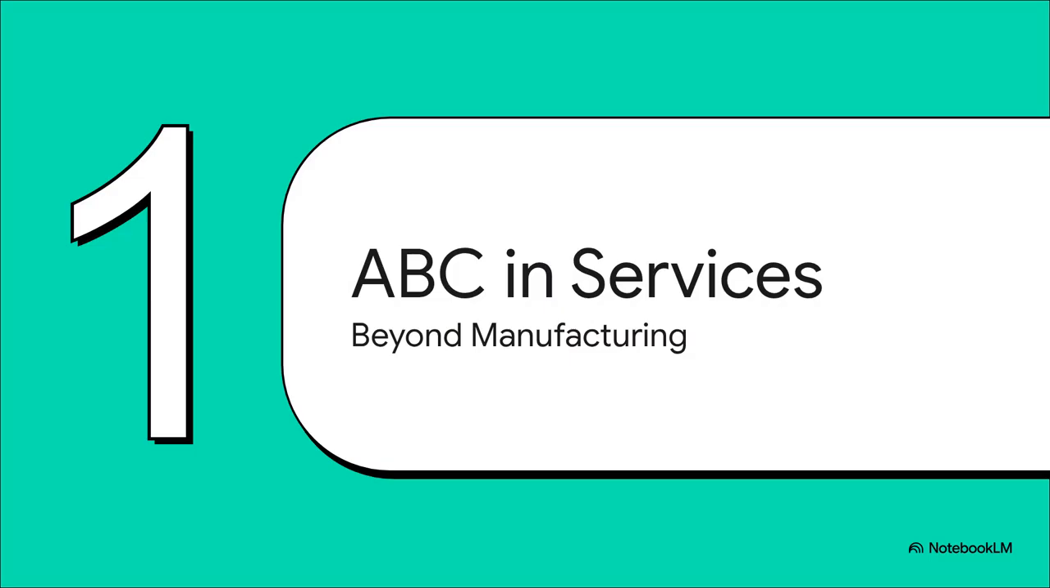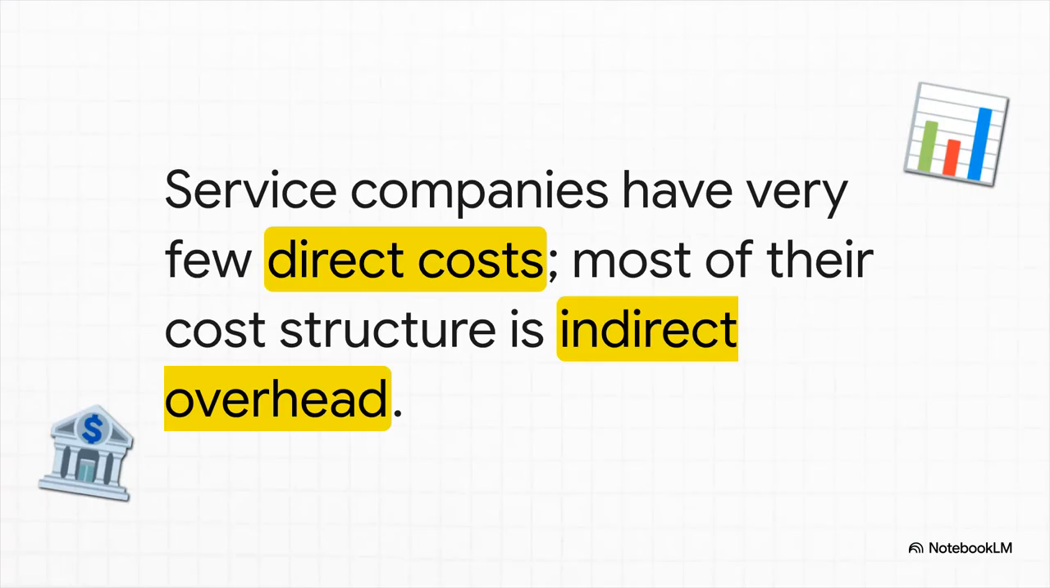Let's move on to Section 1, ABC in service industries. So the core difference in cost structures is really what makes this interesting. In manufacturing, you've got tons of direct materials and direct labor. But the absolutely crucial point here is that in banks, hospitals, or retail, whether we're talking about the Philippines setup or globally, almost everything is an indirect cost.